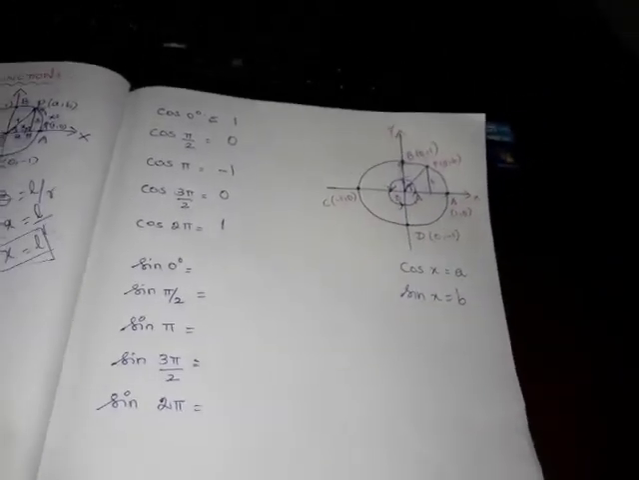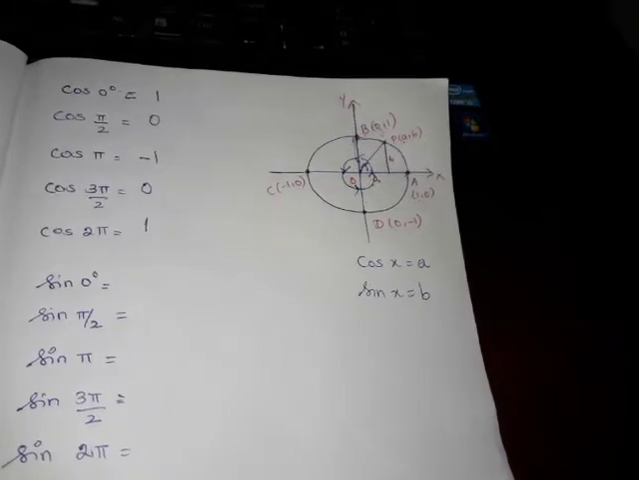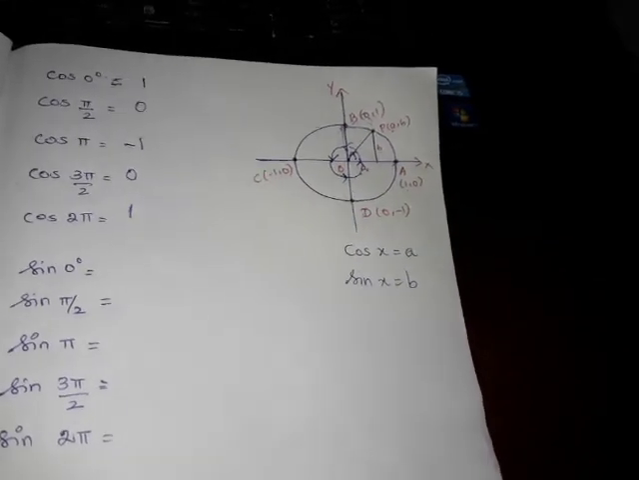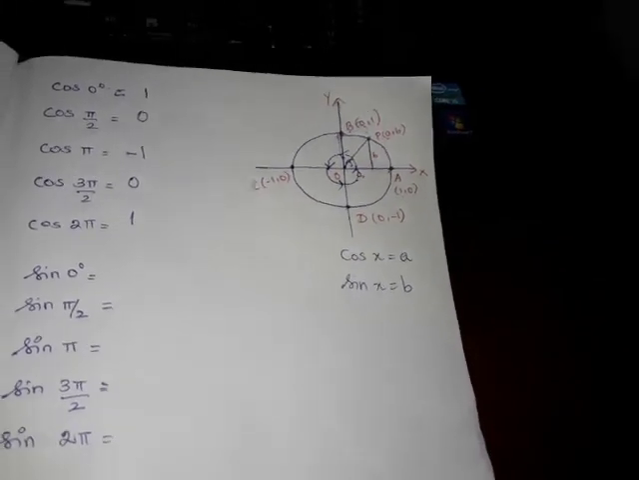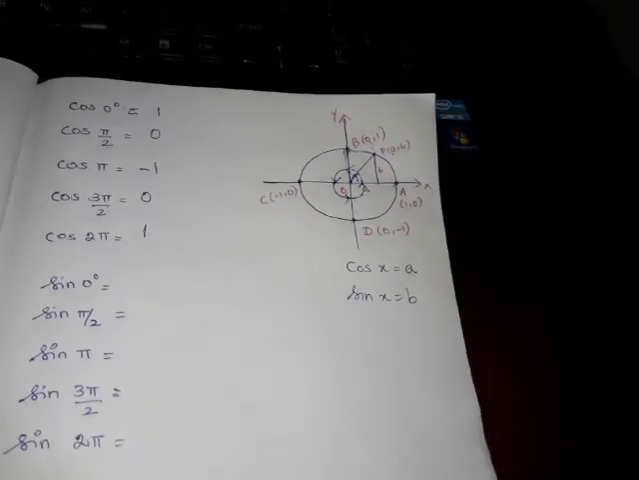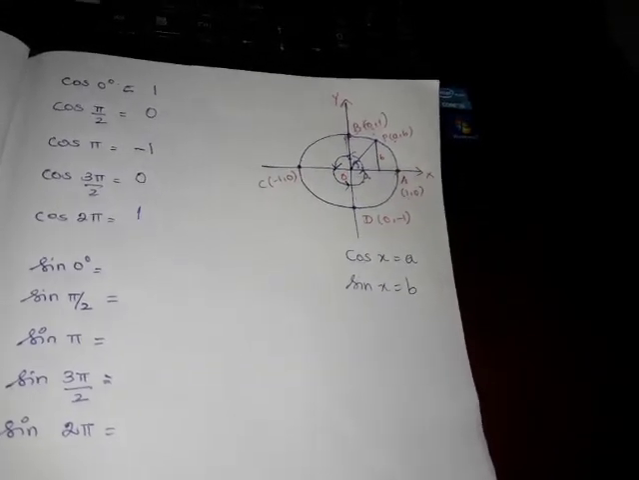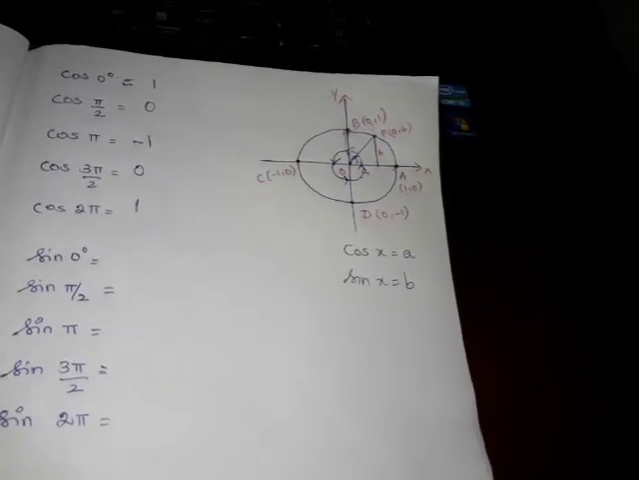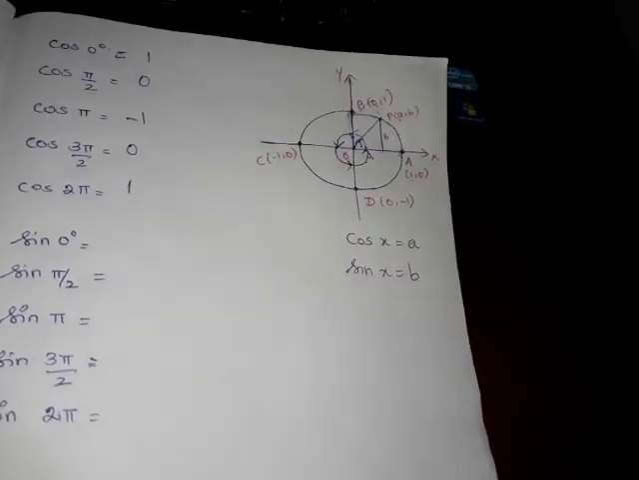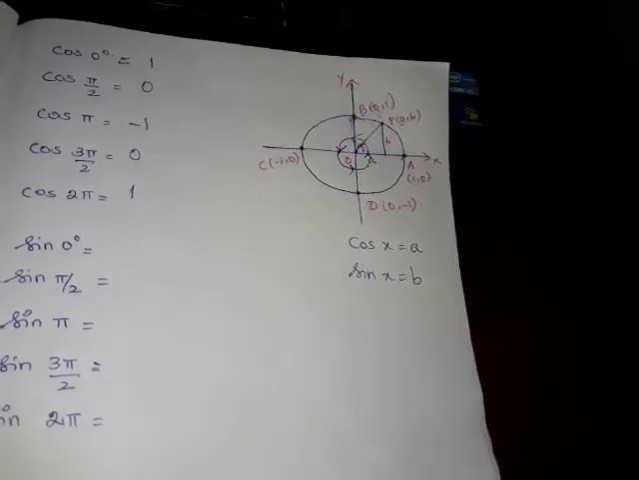Right? So cos 0 degree is 1, cos pi by 2 is 0, cos pi is minus 1, cos 3 pi by 2 is 0 and cos 2 pi is 1. That's how we have defined the quadrant angles. We have defined the trigonometric ratios for the quadrant angles, that is integral multiples of pi by 2.